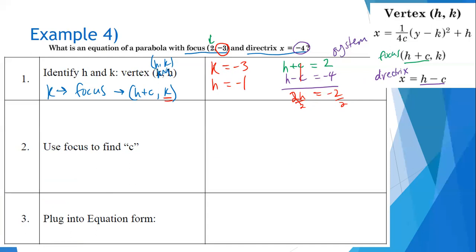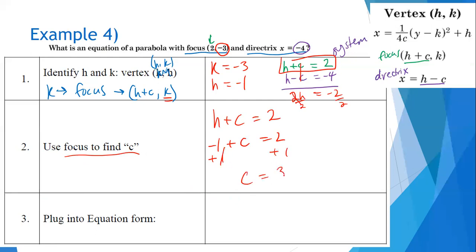So we found our vertex, our k and our h. Now we're going to find our c. We're using this from our focus: h plus c equals 2. Well, we know what h is, so -1 plus c equals 2. Add 1 to both sides, and we get c equals 3. So we now have all 3 variables.